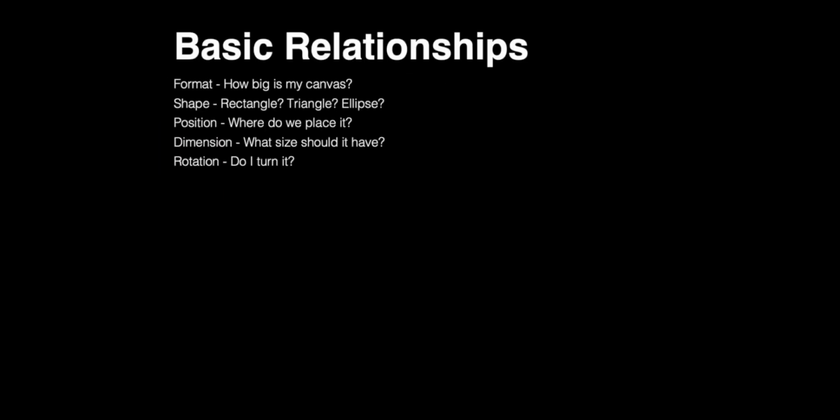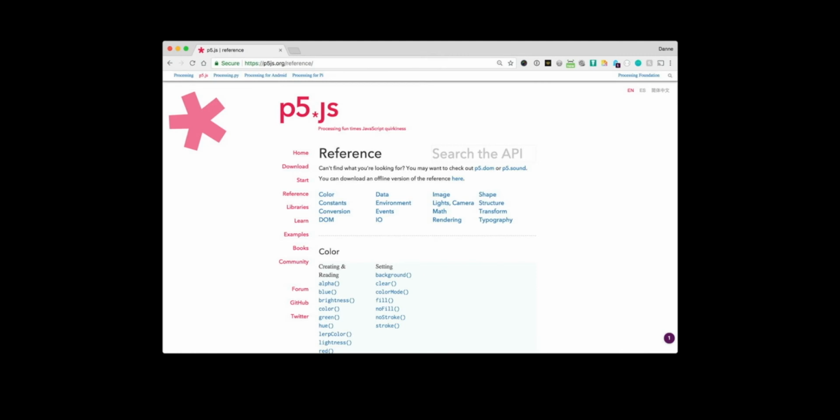So when it comes to these basic relationships and using them with code, we are going to be taking a look at format, looking at our canvas, we're going to be looking at shapes, the positioning of those shapes, the dimension of those shapes, and rotation of those shapes. For this class, we will be using P5.js as a programming environment, and we'll be using the P5.js web editor to program all of our sketches.